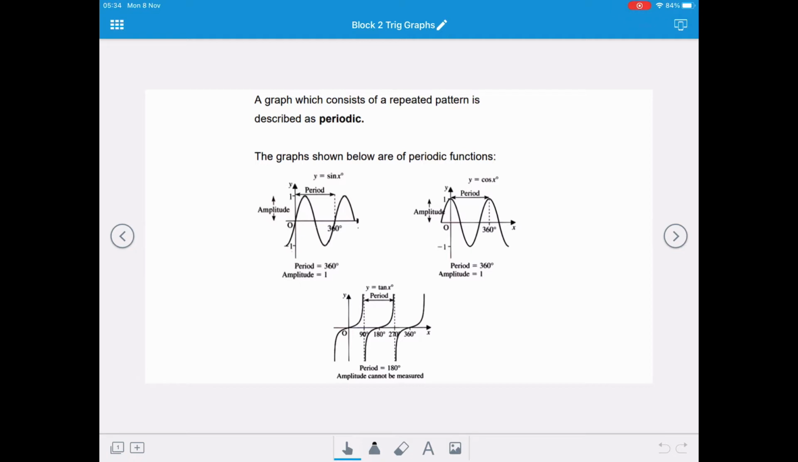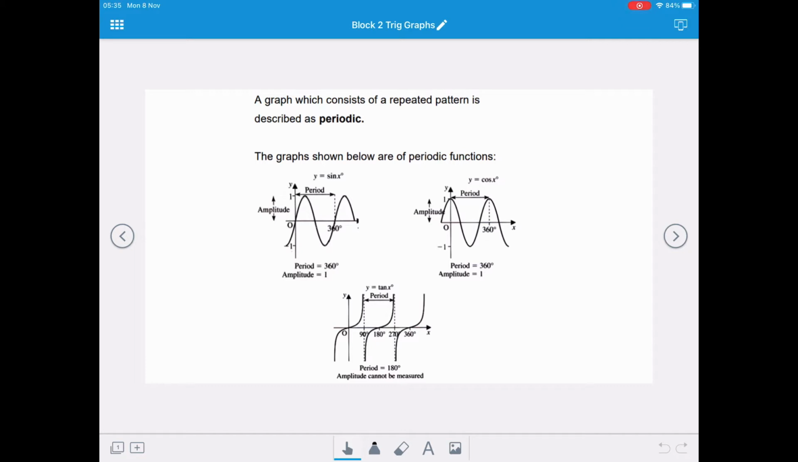A graph which consists of a repeated pattern is described as periodic, and all of our trig graphs are periodic functions. So you can see that y equals sine x has a period of 360 degrees because that's when it starts to repeat itself, and the amplitude is 1 because it goes to a maximum of 1 and a minimum of -1. Our y equals cos x curve is a phase shift of our sine x curve by 90 degrees to the left, and it has a maximum of 1 and a minimum of -1, so its amplitude is also 1, and it repeats every 360 degrees like the sine curve, so its period is 360 degrees.